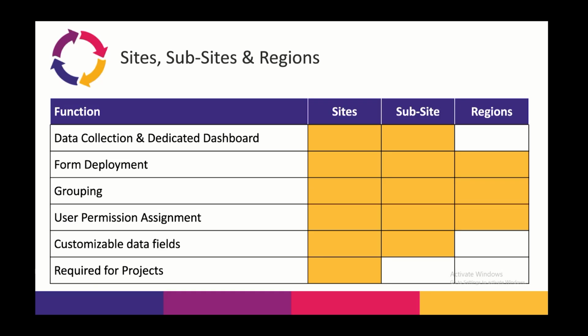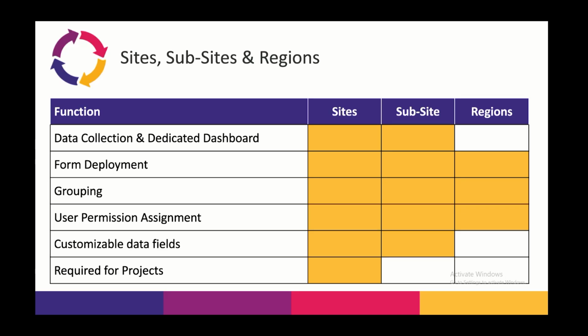This table, I'm not going to go through in any detail here. It has the same rows as the table we showed before, but essentially here I just want to show that data collection dashboards happen at the site and subsite level, not at the regional level, although region will organize your dashboard potentially. Form deployment occurs at all of those levels. User permission assignment also. Grouping happens to some degree at all of them as well, because all of these are grouping measurements of each other essentially.